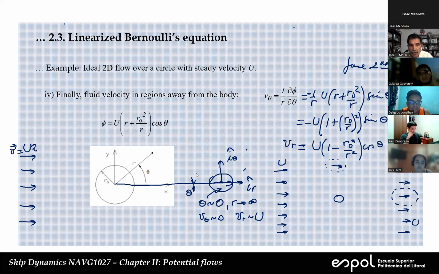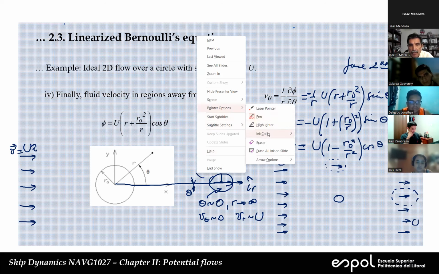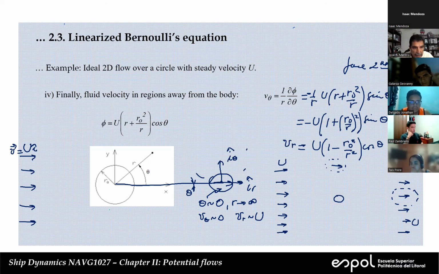Now, let me change color, and let me say a couple of words about the expression for this velocity. So I'm going to write down here the velocity v of theta on the body. I'm going to evaluate on R0. This is the expression that we deduced. So we said it's equal to minus u, this is equal to 1, so we're going to have minus 2u sine theta.